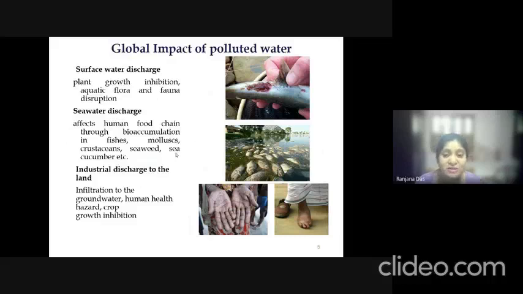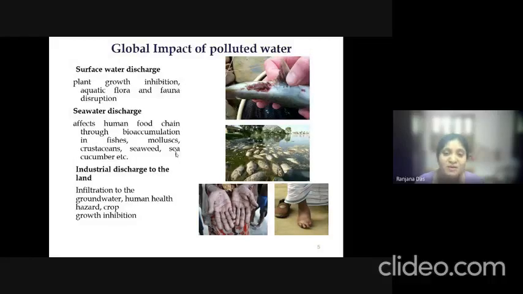Now why is this critical situation arising? Those are mostly anthropogenic reasons. That is, we human beings are mainly responsible for all these water crises. How? Because of surface water discharge, which is causing problems of plant growth, damaging the aquatic flora and fauna, and the ecological balance is totally disturbed in this way.